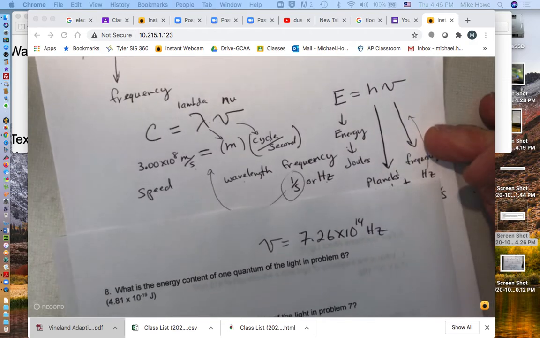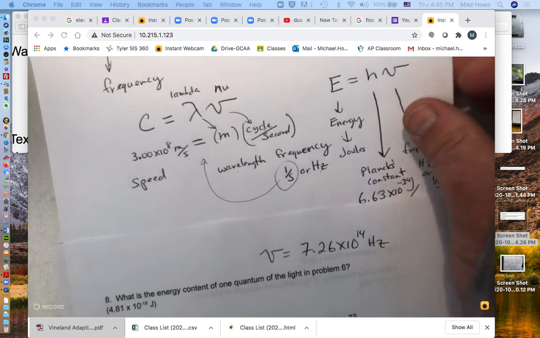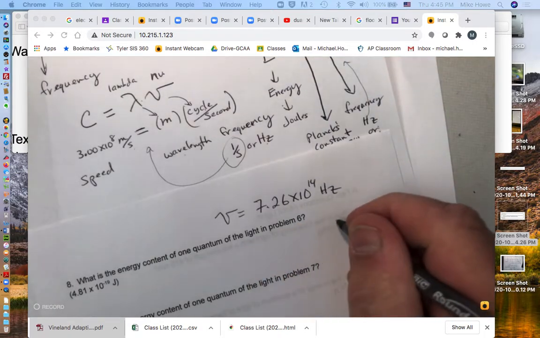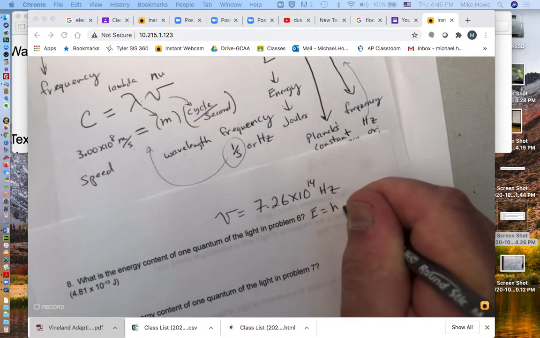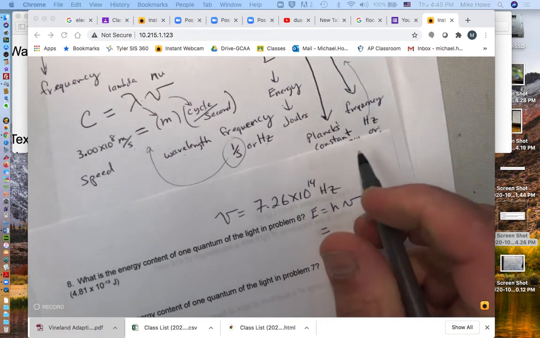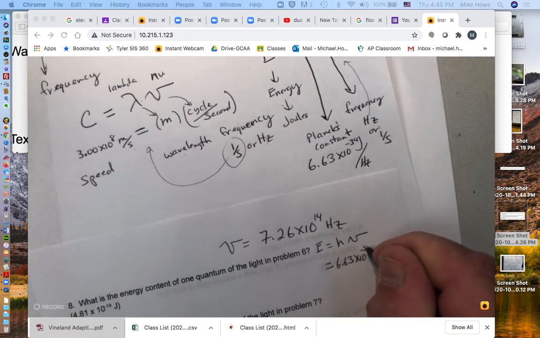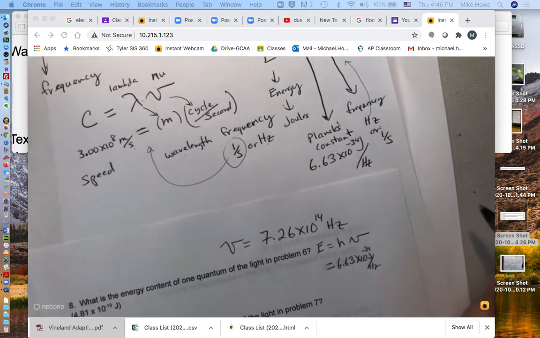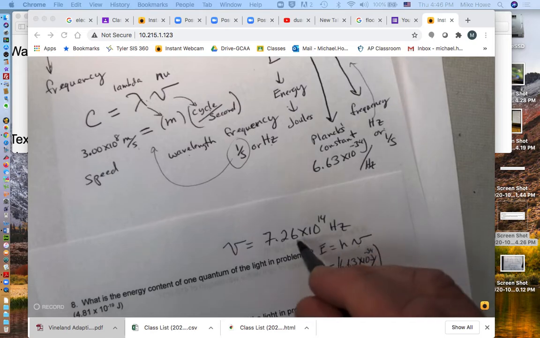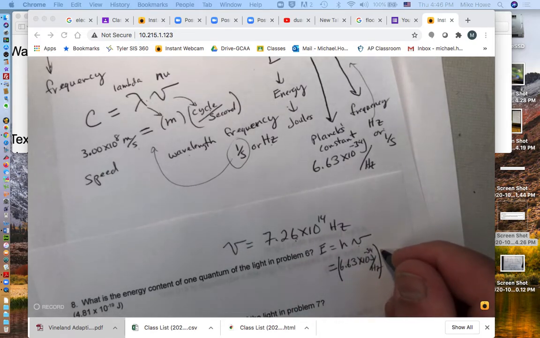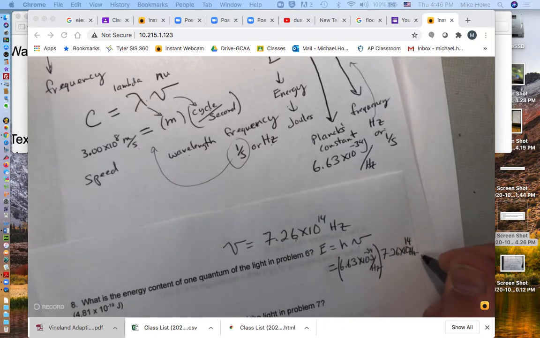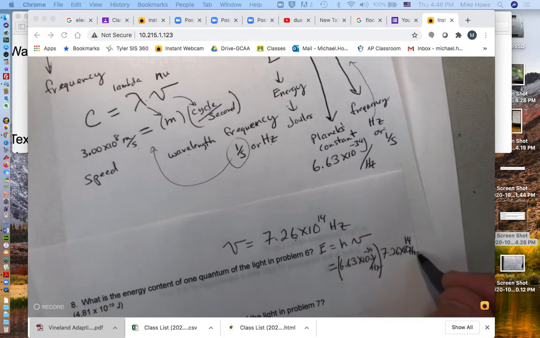But now we're going to need to use Planck's constant because that's what h is equal to. So we would write our equation, E equals h nu equals. H is Planck's constant, so it'd be 6.63 times 10 to the negative 34th joules per hertz. The frequency we know from right here, that was our answer to problem 6, is 7.26 times 10 to the 14th hertz. So now you notice I've got hertz on the bottom, hertz on the top. They cancel, just like our dimensional analysis cancellations did.